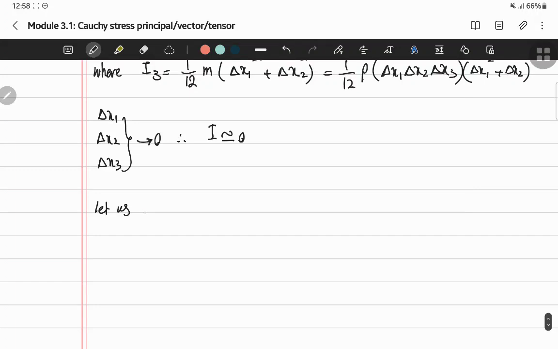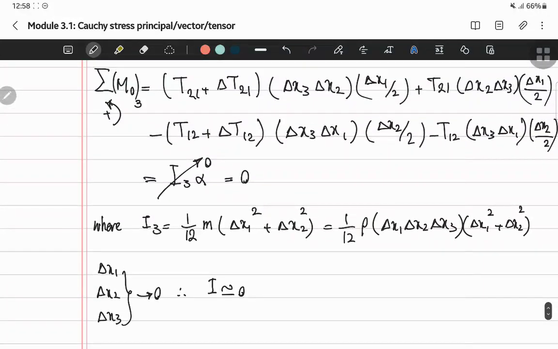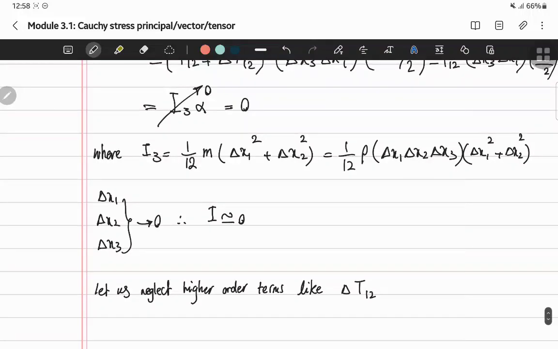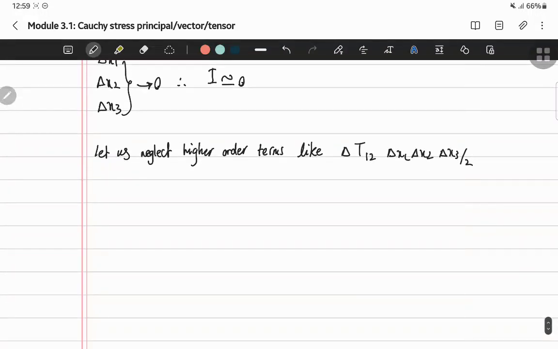So let us neglect higher order terms, like, for example, delta t12, del x1, del x2, del x3 divided by 2. Let's just disregard this, or we don't need these two as well. So let's assume that these are 0.